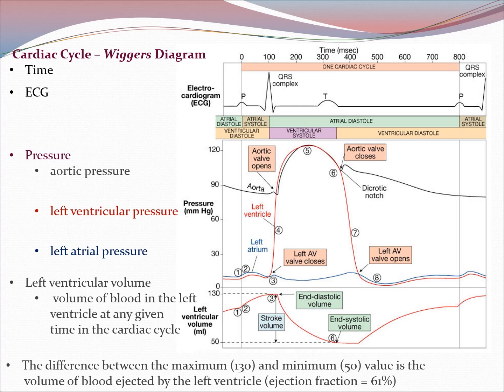So you'll notice with the left ventricular volume, the stroke volume at number 3, at the end of diastole, is 130 milliliters. At the end of systole, the amount of blood in the ventricle is 50 milliliters. So the ejection fraction is determined by 130 milliliters minus 50 milliliters equals 80 milliliters. 80 divided by 130 is 61.5. So the ejection fraction in this case is 61.5%.